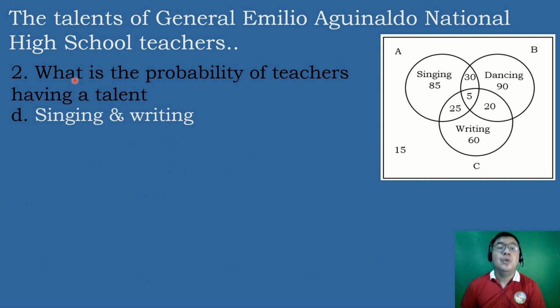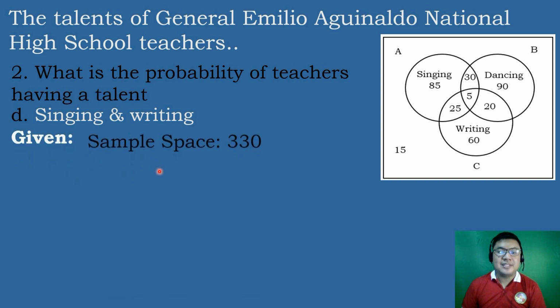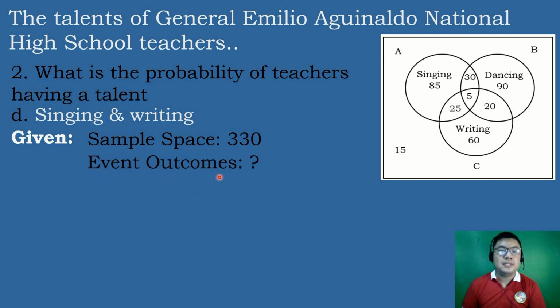Next example, what is the probability of teachers having a talent in singing and writing? Since there is a word "and" in between the two events singing and writing, this is an example of intersection of two events. So let's identify the given first. We have the sample space, which is equal to 330. There are 330 teachers. To get the event outcomes, we will be looking at the portion wherein the events singing and writing overlap with each other.